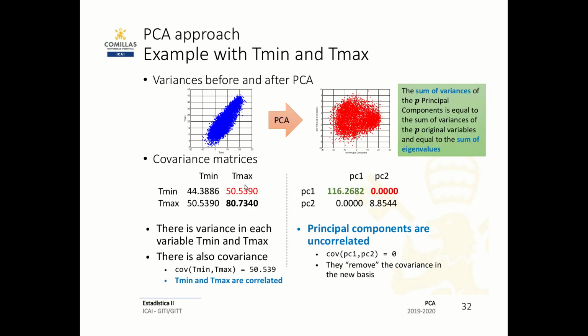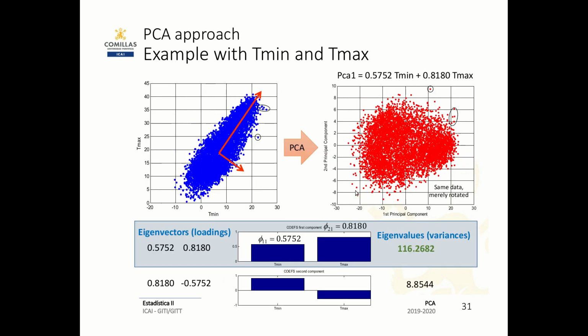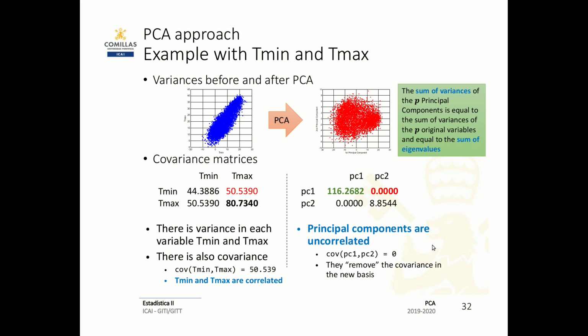Then if we calculate the covariance matrix of the new variables, PC1 and PC2, they are uncorrelated because the off-diagonal terms are 0. And actually we may notice that the diagonal terms, which are the variances, are equal to the eigenvalues. So the eigenvalues of the covariance matrix are the variances of the new components.